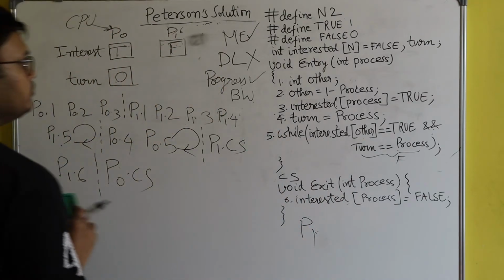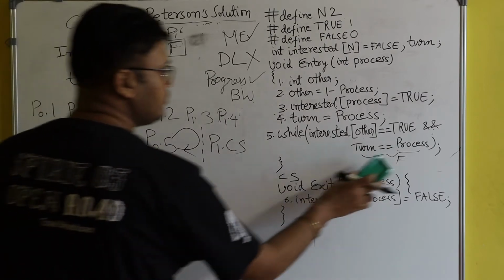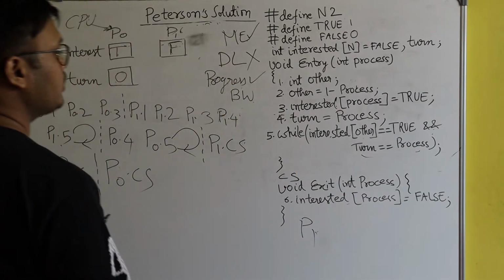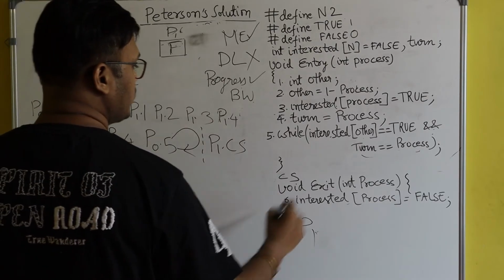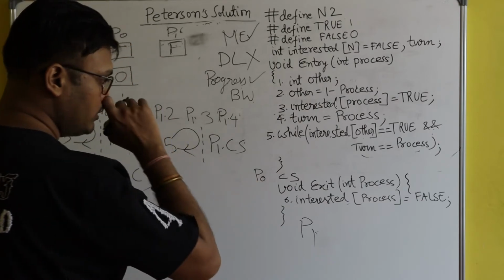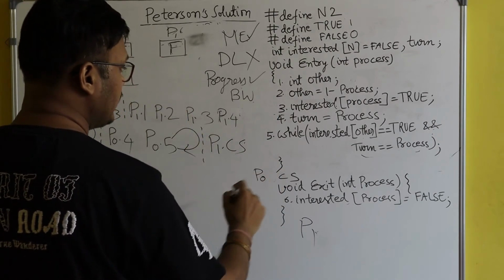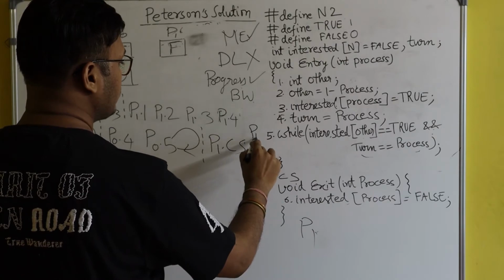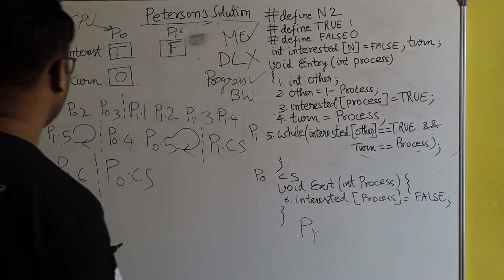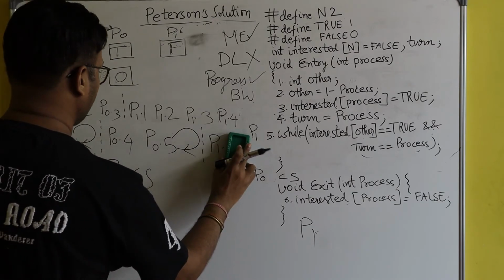So let's see. Suppose process P0 is inside the critical section. For the time being, suppose process P0 is inside the critical section and process P1 has got trapped in the while loop.